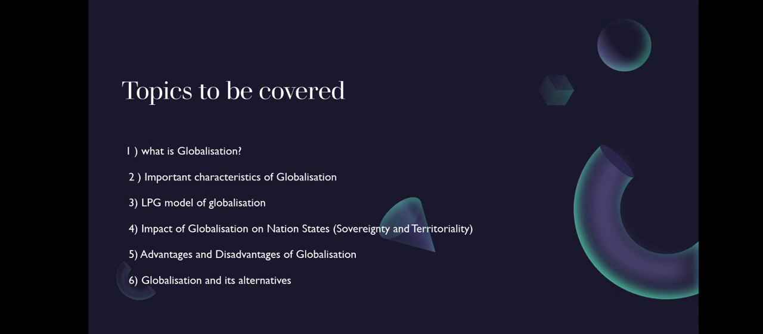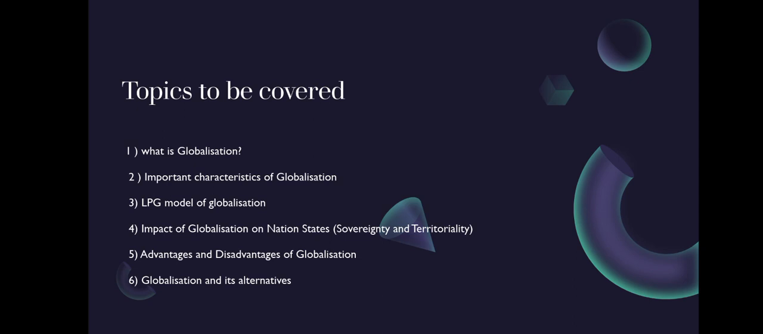So you can see, first of all, I will explain what globalization is, the concept and definition of globalization. Then quickly we'll go to the second topic, that is the important characteristics of globalization. What are the characteristics which define globalization? Then the third and most important part: with the starting of the 1990s, the disintegration of the Soviet Union came into existence, and with that the LPG model was formed. What is the LPG model and what constitutes its further growth, we'll look into that. And fourth is the impact of globalization on the nation state, especially states' sovereignty and territoriality, meaning what impact it has upon the borders. And then we will discuss at length the advantages and disadvantages of globalization. In the end, we will see globalization and its alternative.